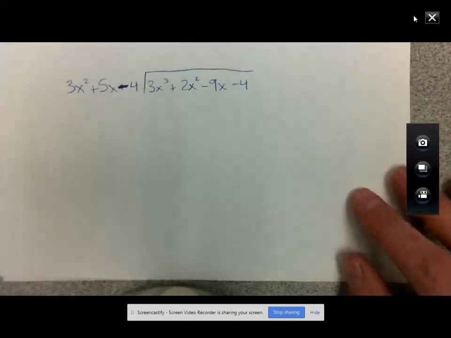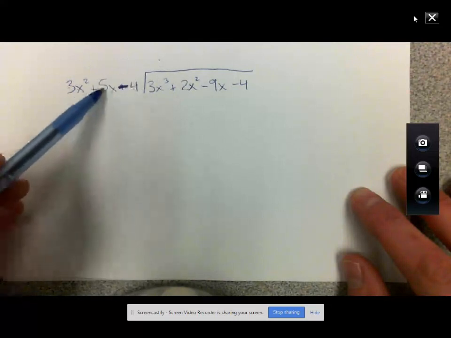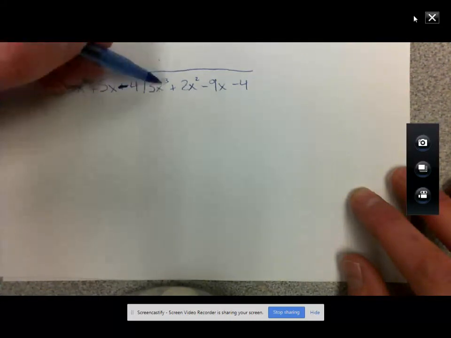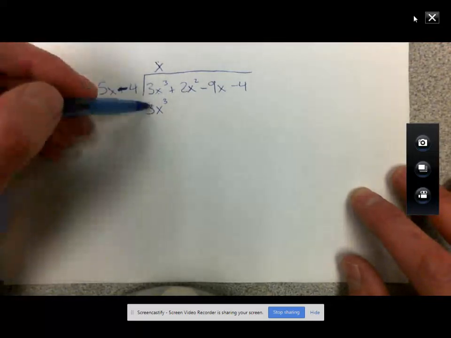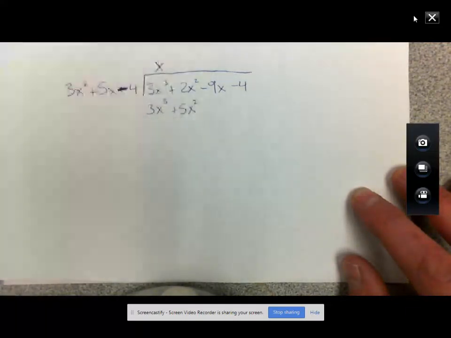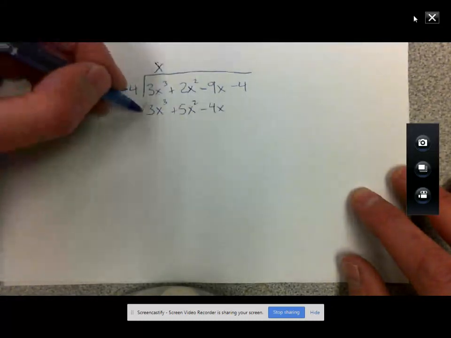Here we are. I want to know something times 3x squared is going to give me close to 3x cubed. Again, I'm going to ignore this for now. If I do x times x squared, I'm going to get the x cubed I want. And I've already got a 3 here. So x times 3x squared gives 3x cubed. Okay, so these are exactly the same. That's good. X times plus 5x would be plus 5x squared. X times minus 4, minus 4x. And now I'm going to subtract.